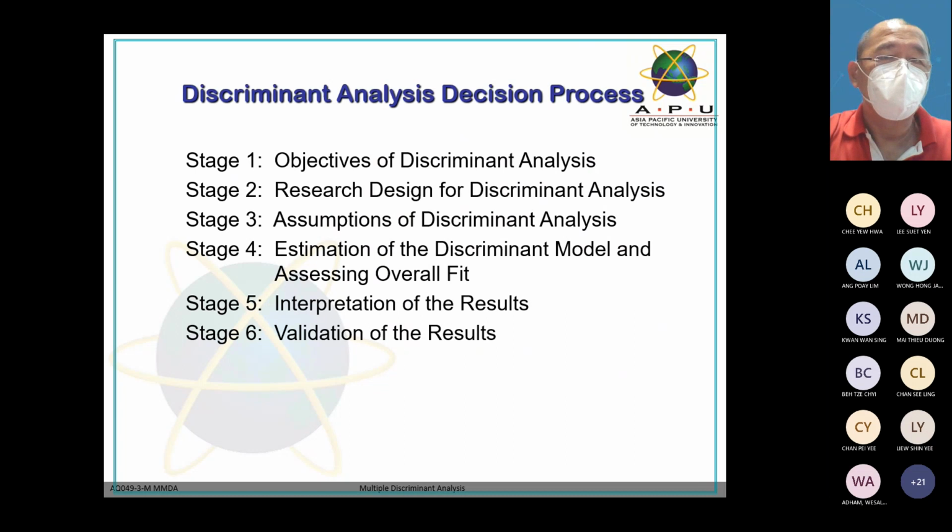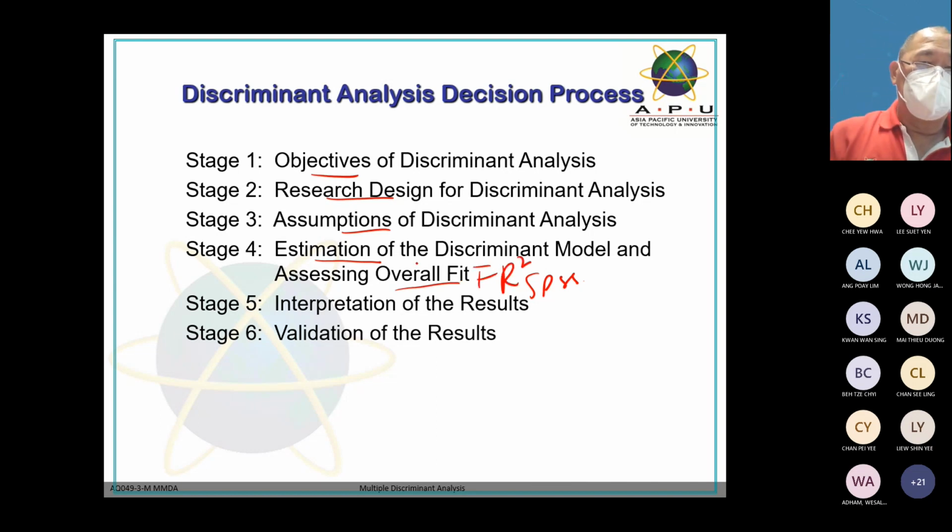This is the decision process. I think it's quite standard, but we will see one by one. So the objective, the design, the assumption, and then the estimation. We do the testing using SPSS, and then assess the overall fit. It is quite similar to the F or R squared. Then interpret the result.